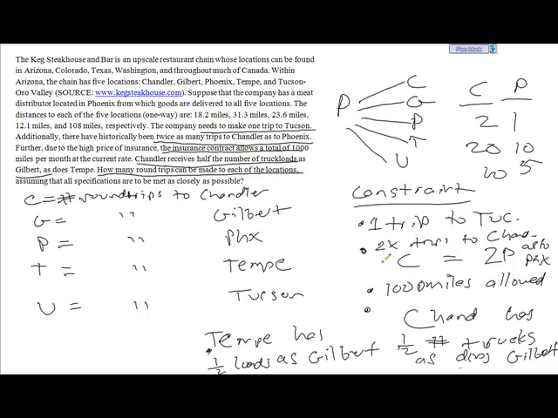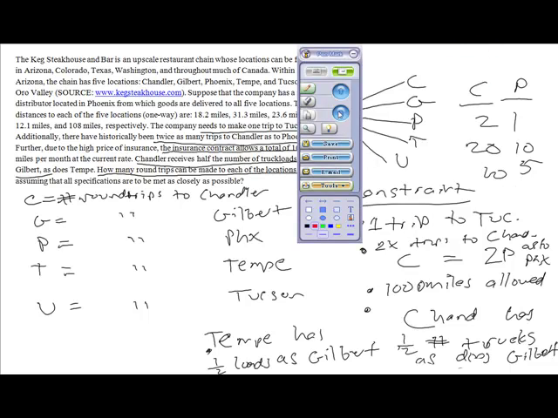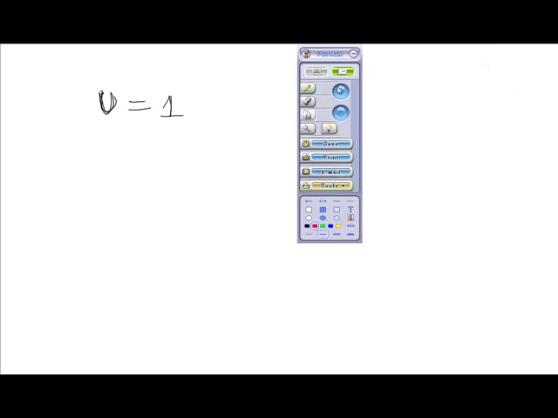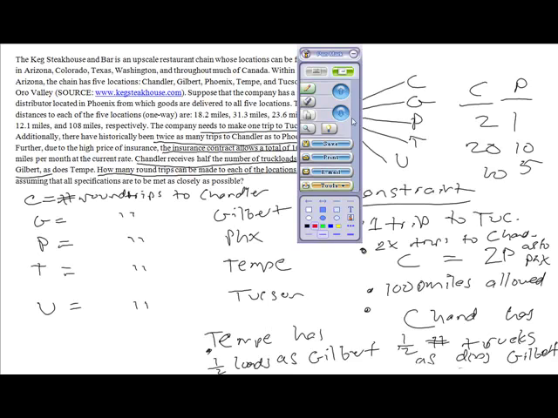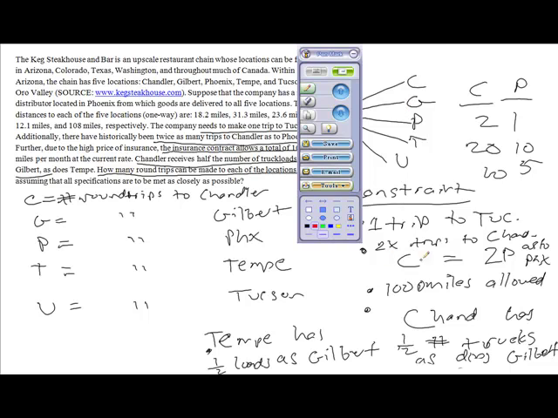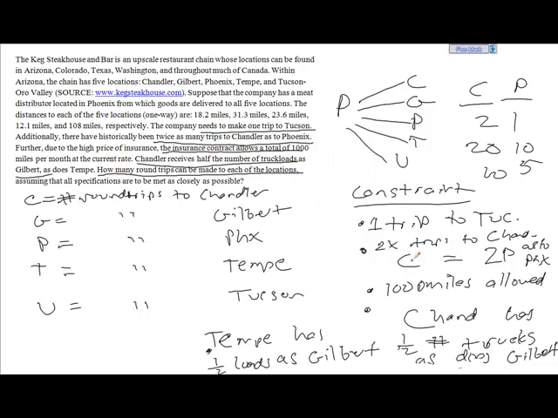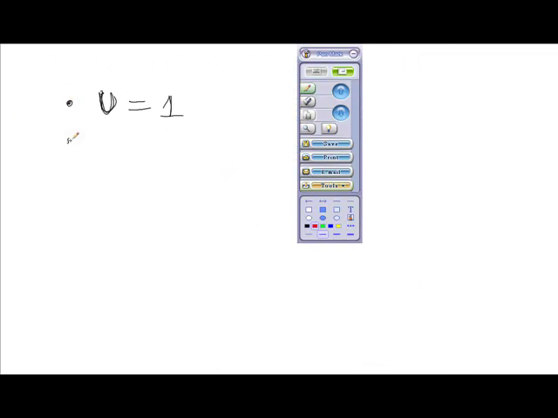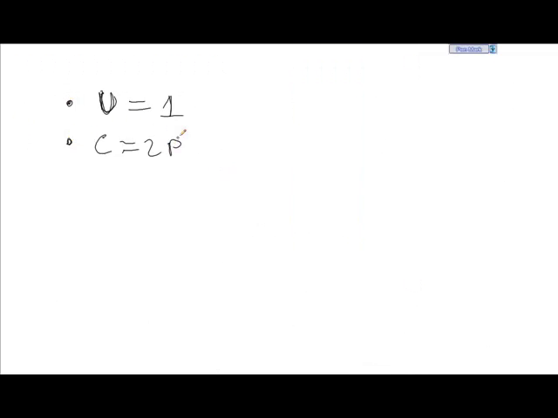Let's start to write these out as constraints in mathematical form. One trip to Tucson means that U, our variable that represents the number of trips to Tucson, equals 1. We have to be careful here because U represents the number of round trips. So U is exactly equal to 1. We have twice as many trips to Chandler as to Phoenix. Whatever Phoenix is, double that to get Chandler. So we'll have C equals 2 times P.